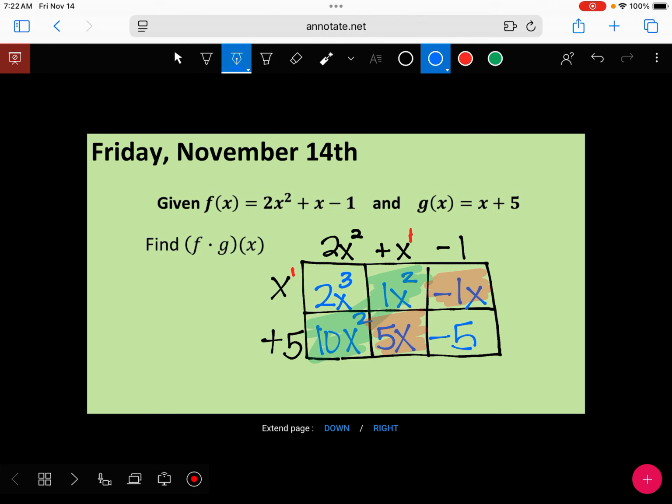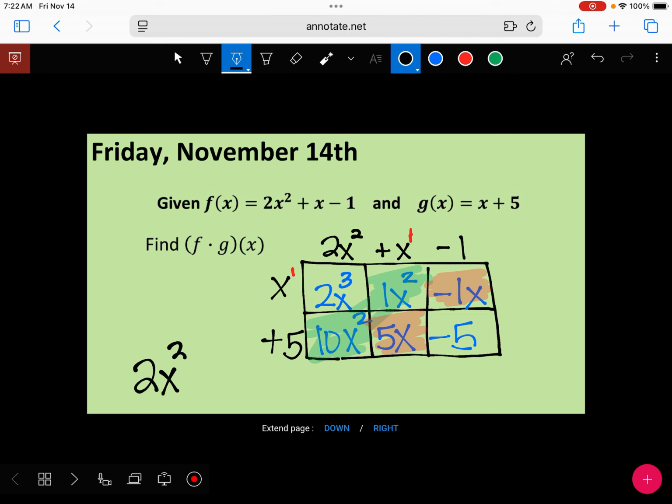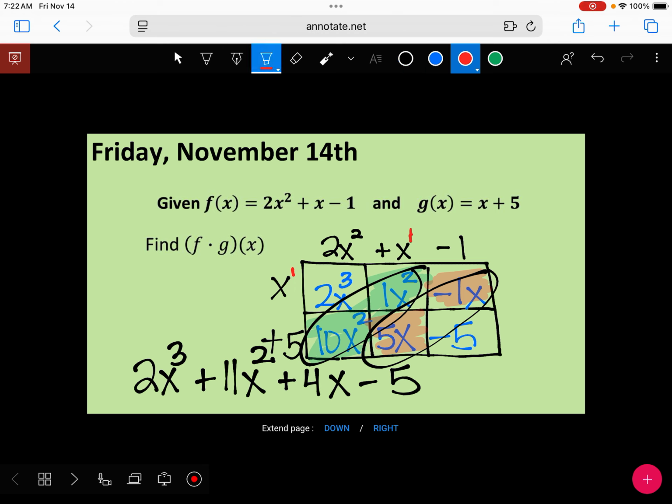So the answer that I am looking for when you take your test would be 2x cubed. And then when I add these together, that's 11x squared. And when I add these together, that would be 4x and minus 5. Okay, any questions about their bill work?